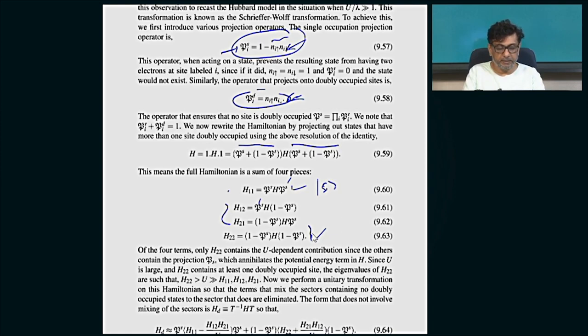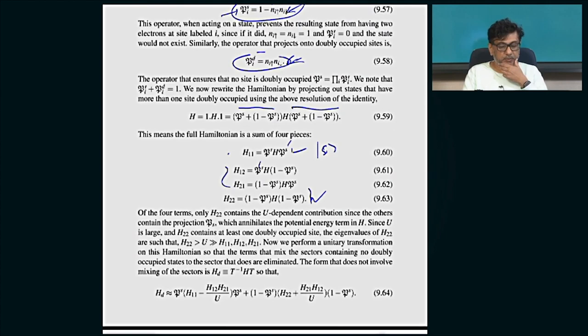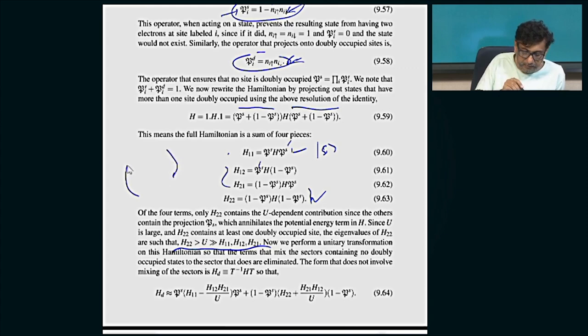Now, the idea is that because only H22 has the double occupancy U dependent term, and U is very large, we are going to assume that H22 is much larger than all the other three. So, that means H22 is very large compared to H11, H21 and H12. Now think of this as a kind of matrix. There is a deeper reason for why you can do that. So, think of it like this.